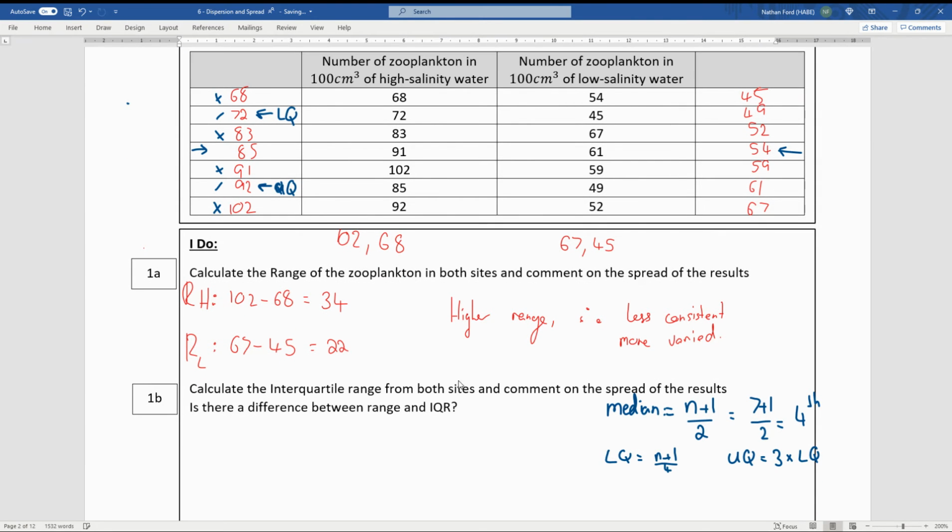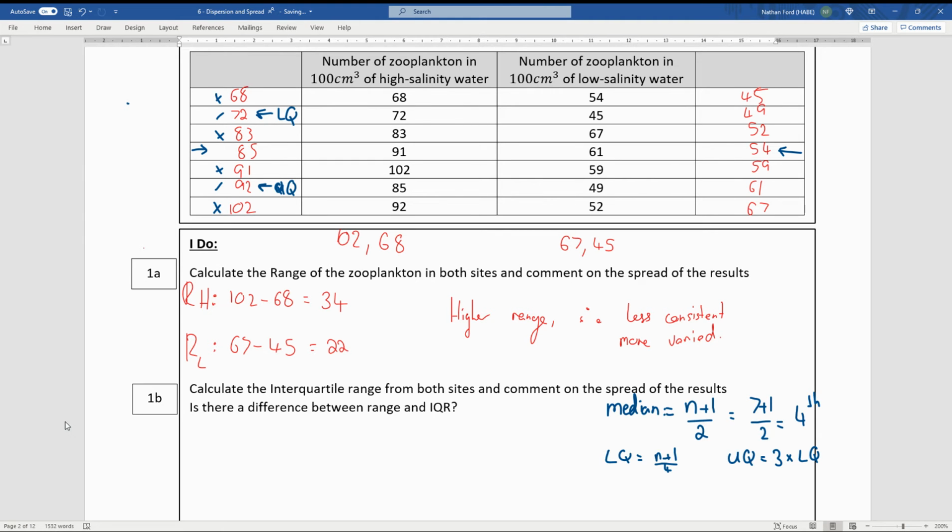So again, there's two methods here. There's one which is the crossing off technique. You can find the middle one, and then on either side you can cross them off until you find the middle point there, or you can find out the location. So you can do the number of results plus 1, then divide it by 4 for the lower quartile, and for the upper quartile, it's 3 times it. Because 3 times 1/4 is 3/4.